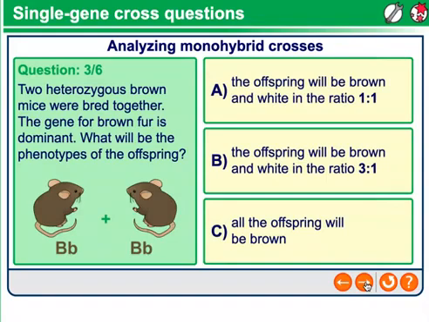Question 3. Two heterozygous brown mice were bred together. The gene for brown fur is dominant. What will be the phenotypes of the offspring? In this case, 3 of 4 of the crossings would end up with brown colored fur, whereas 1 would end up with white colored fur.